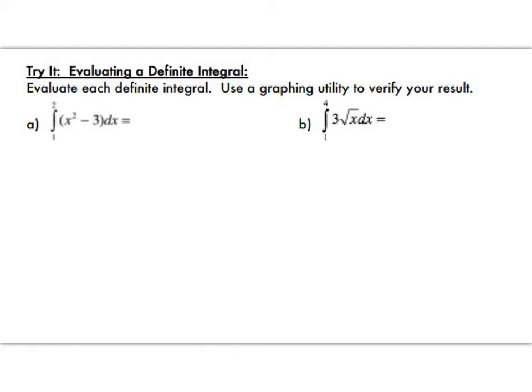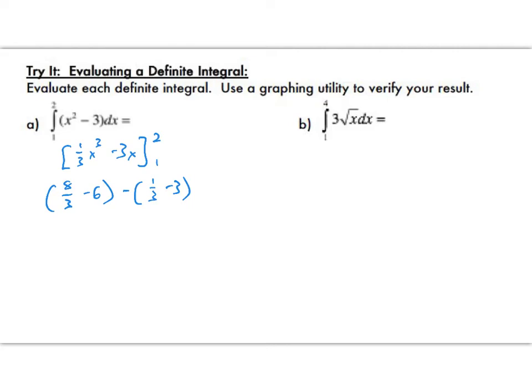So the antiderivative on this part A is going to be 1/3 x to the third minus 3x, evaluated at 2 and 1. All right, so going through the motions here, 2 cubed is 8, so I have 8/3 minus 6 when I plug in 2. And then I have 1/3 minus 3 when I plug in 1.